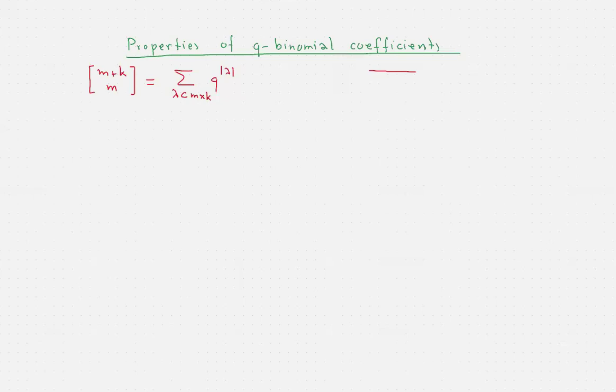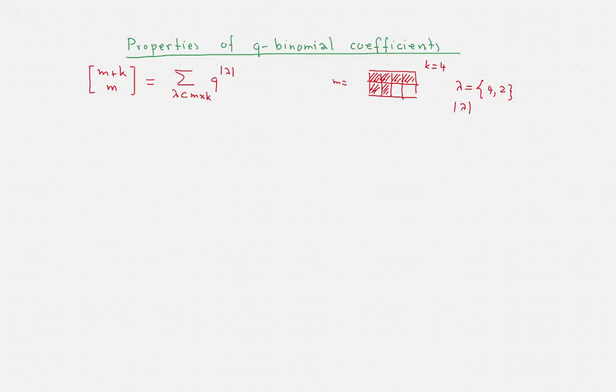So let's recall what this looks like. For example, this is the case where m is 2 and k is 4. And a Young diagram will look like something like this. So in this case, of course, lambda consists of the numbers 4, 2, and it partitions the number 6. So the size of this partition is 6.